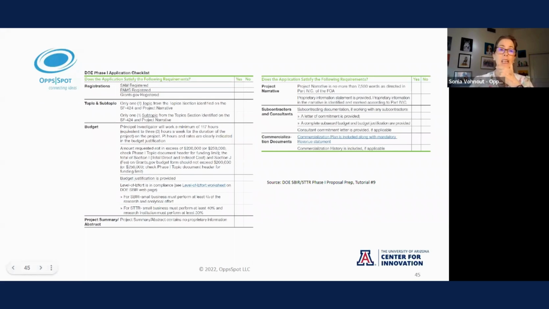Okay, this is a typical application list. I took it from last year's tutorials. It might be slightly different in terms of your budget limits, but I think you could use something like this when you're creating your proposal plan. But go and find out, the DOE provides this checklist. Then you know that you are going to be fulfilling the requirements, at least the administrative ones. Okay.